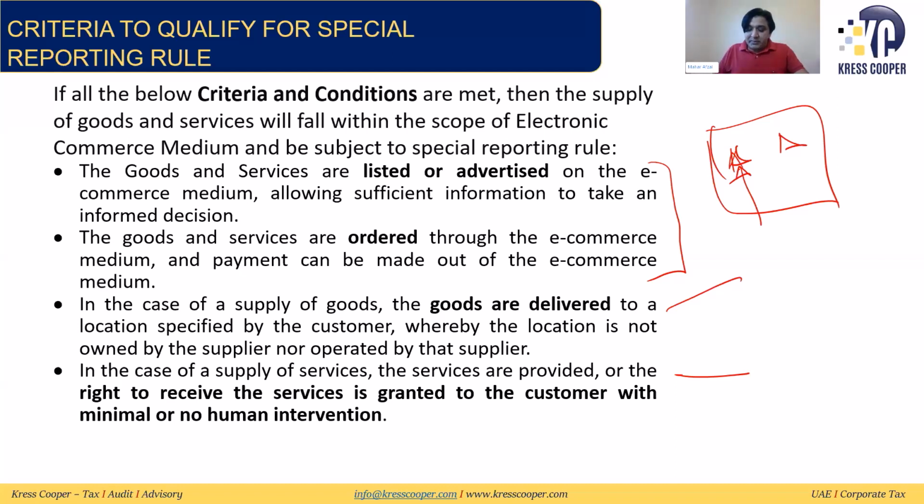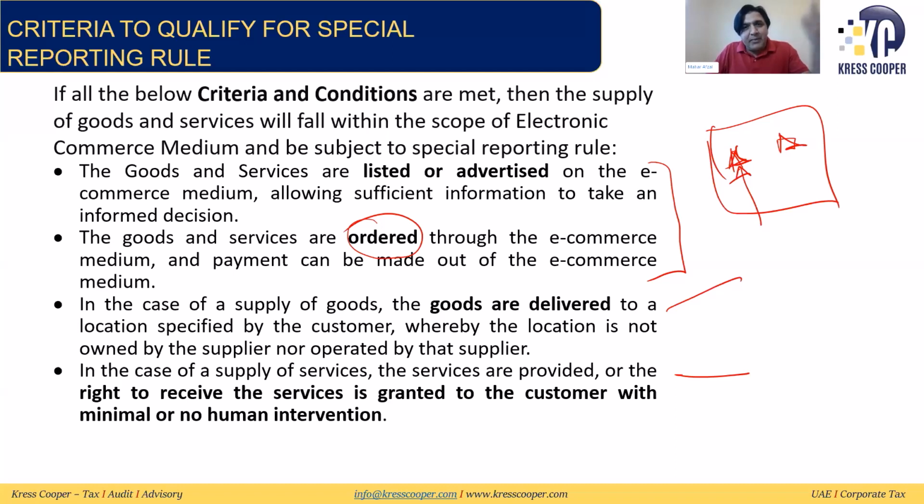They will be able to make orders on the e-commerce platform. This is the second condition. The consumer has seen the goods and services listed on the platform, their price is shown, and they can make intelligent decisions because sufficient information is there. Then they must be able to place the order online as well.